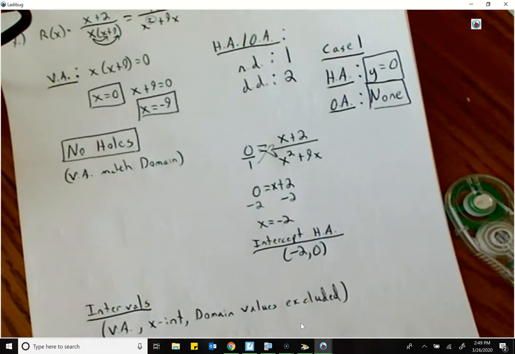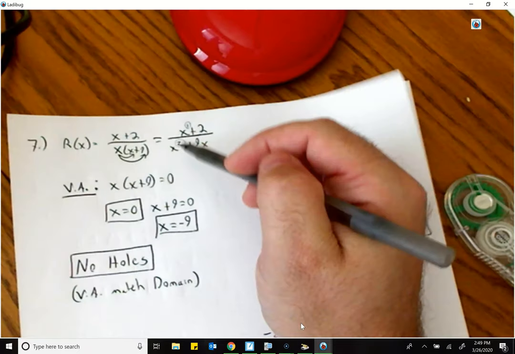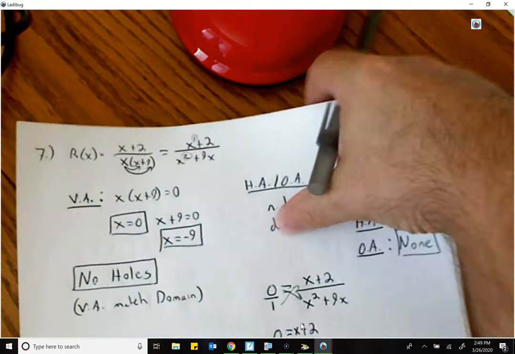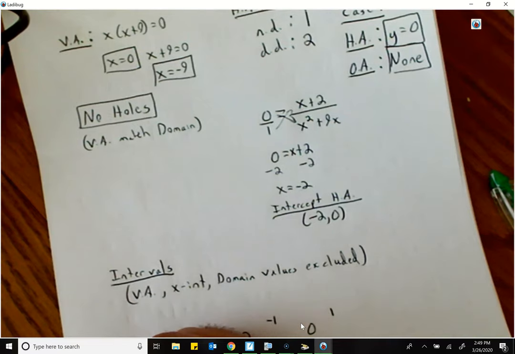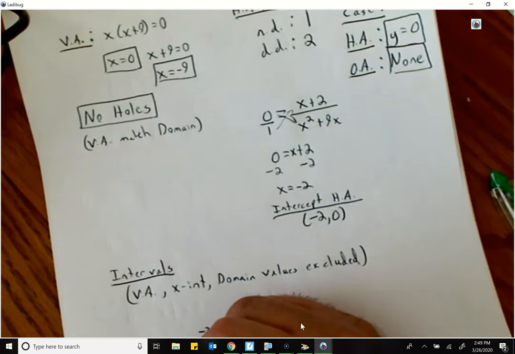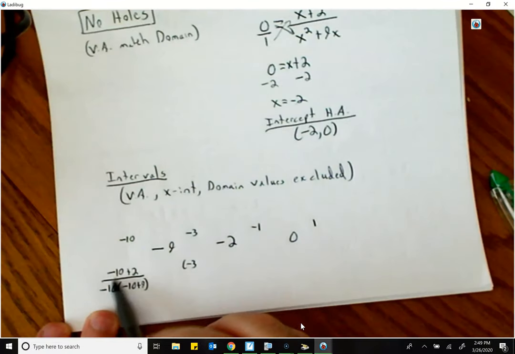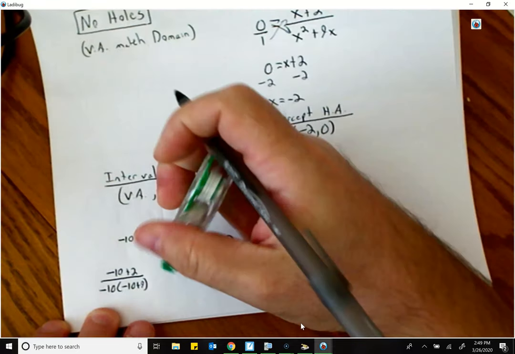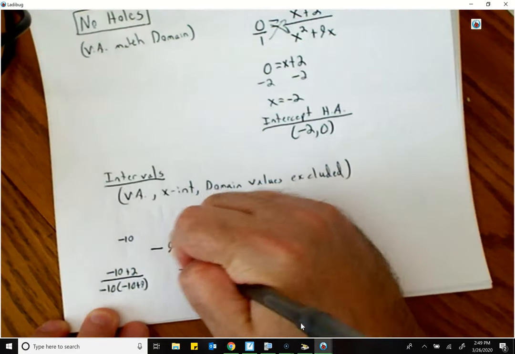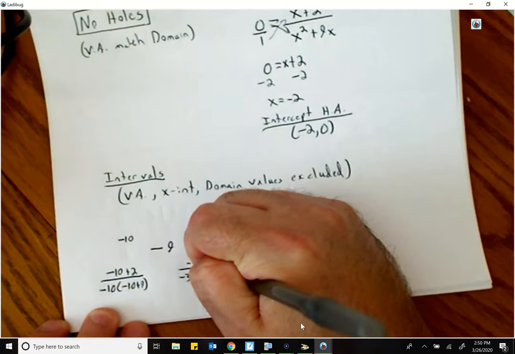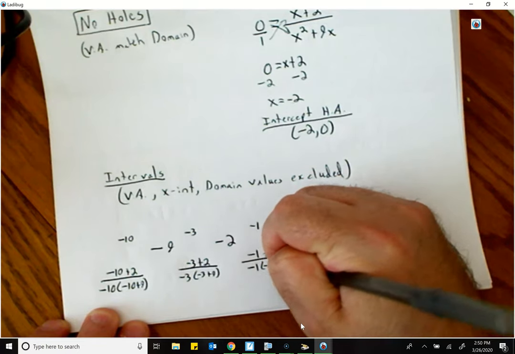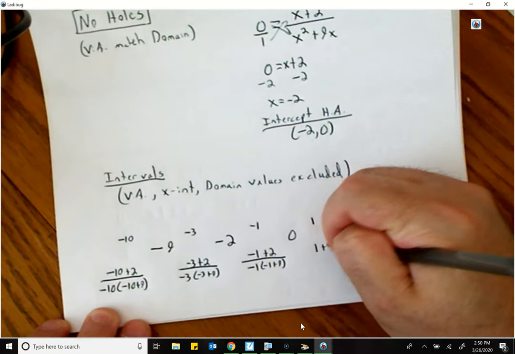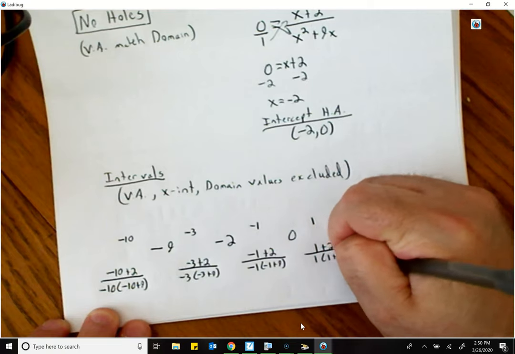What we want to do is take these values and plug them into our original equation up here. Either one of these, and we want to know what the values are because I want some extra points that are going to help me graph. So I'm going to plug in negative 10 plus 2 all over negative 10 times negative 10 plus 9. And then I'm going to plug in the negative 3. Oops, you can't see it. So I plugged in the negative 10 where all those x's were, and then I'll have negative 3 plus 2, all over negative 3 times negative 3 plus 9. And then I'll have negative 1 plus 2 all over negative 1 times negative 1 plus 9. And then I will have 1 plus 2 all over 1 times 1 plus 9.